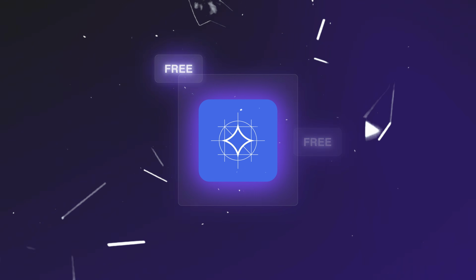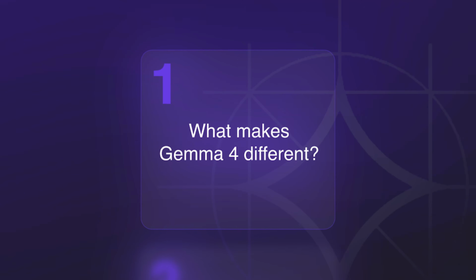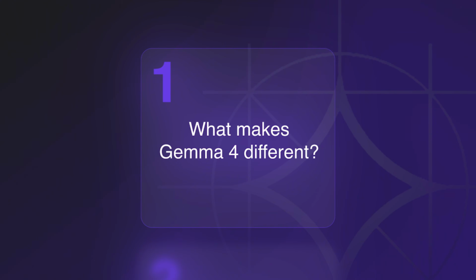Google may have just killed Gemini by giving it away for free. Gemma 4 is Google's newest family of open source AI models, and it might change how you use AI on your own machine. Gemma 4 was built using the same research and technology as Gemini from Google's DeepMind, and since launching, it has completely changed the game for what you can do on your own machine.